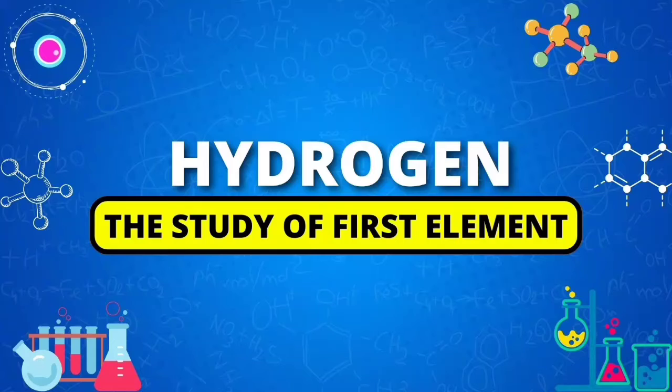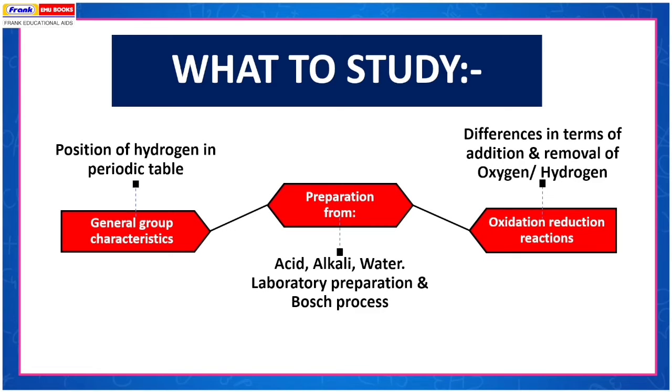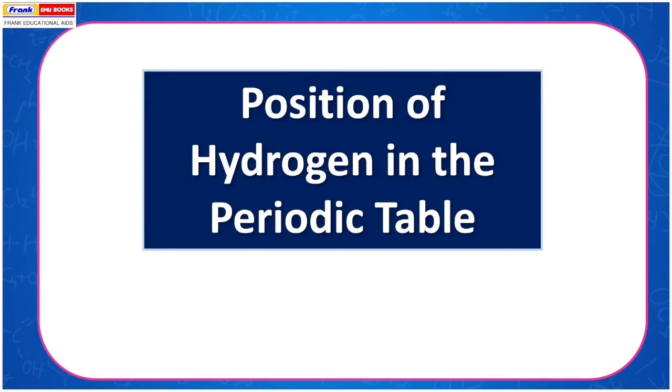Study of first element, hydrogen. Here, we'll study about position of hydrogen in periodic table, general group characteristics, different methods of preparation of hydrogen, oxidation and reduction reactions. Position of hydrogen in the periodic table.